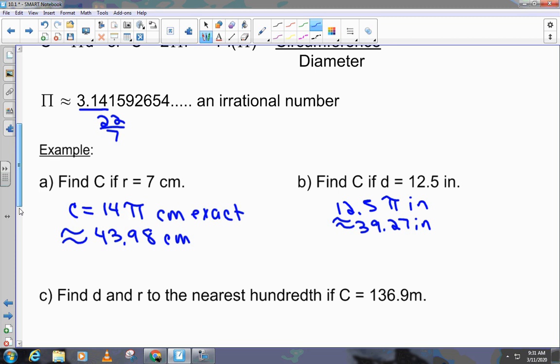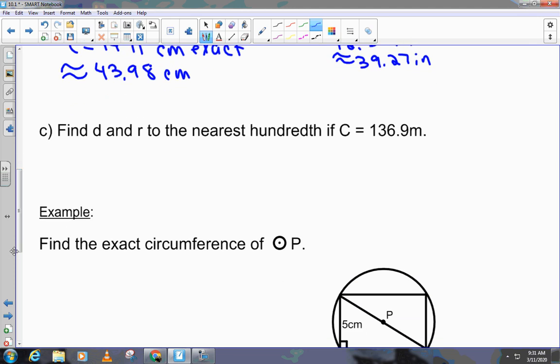Okay, sometimes they ask you to work backwards. Okay, they give you the circumference and they ask you for the diameter and the radius. Okay, it may ask you for exact, it may ask for rounded to the nearest hundredth. Okay, so we utilize our formula, pi times the diameter. It gives us circumference, so we replace the circumference with 136.9 equals pi times the diameter. So to find the diameter, what would I do? Okay, you would divide by pi. Okay, so if I take 136.9 divided by pi, you end up with 43.58, the diameter.